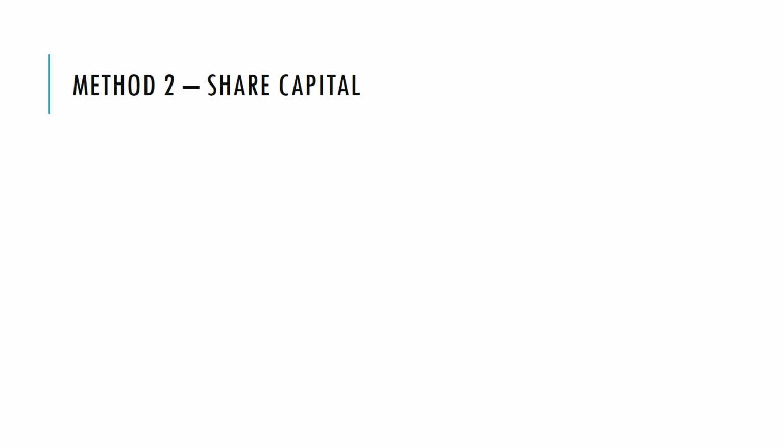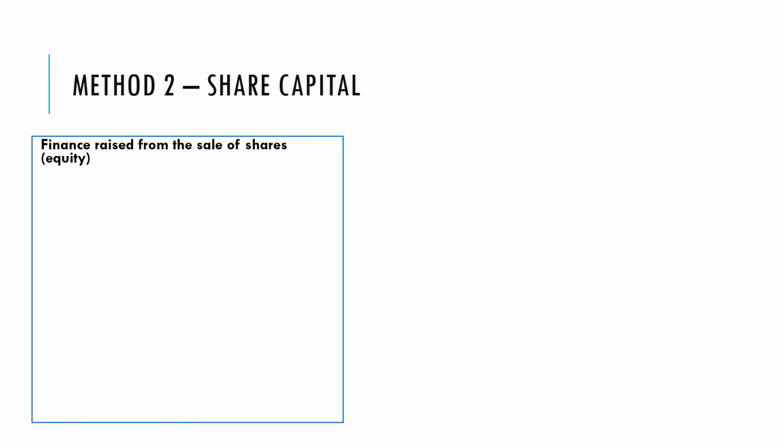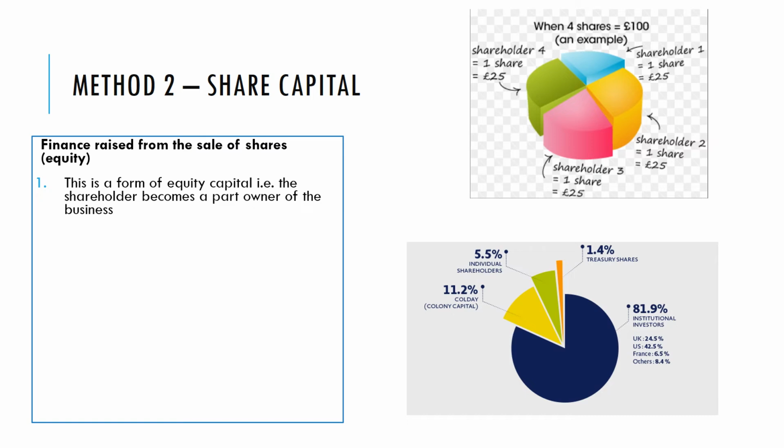Okay, method 2 is share capital. Share capital is finance raised from selling shares within the business, which is often known as equity. If you have an equity stake in the business, it means that you have shares in the business. So for example, the shareholders become part of the owners. On this chart here on the top right, we have 4 shareholders, and they've all invested £25 for 1 share. So the business has 4 shares, and that is worth in total £100.